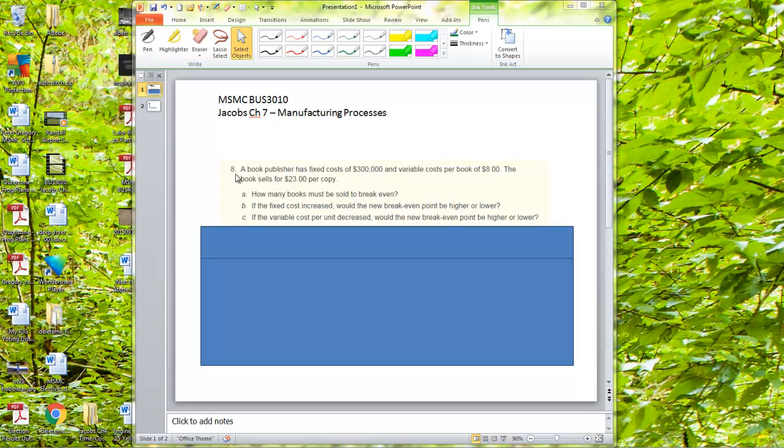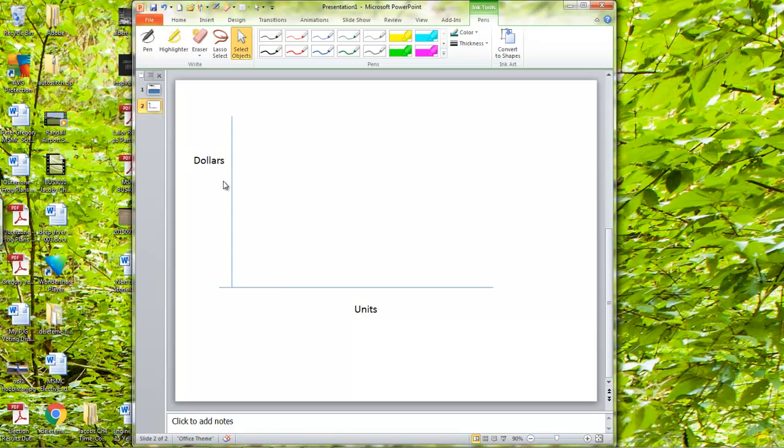So, question 8 states a book publisher has a fixed cost of $300,000 and variable cost per book of $8. The book sells for $23 per copy. So, the first question, how many books must be sold to break even? That means at what unit have our costs equaled our revenues? We have to show where these two slopes or these two equations intersect.